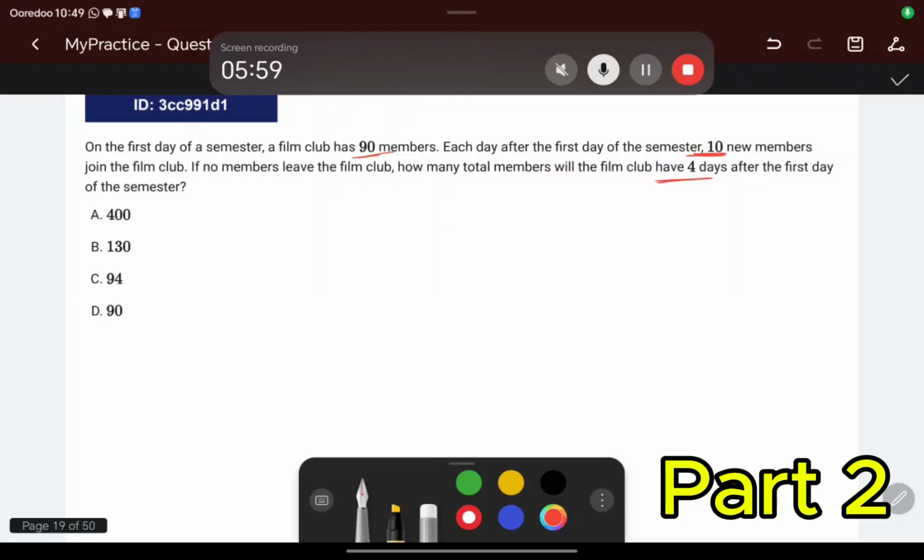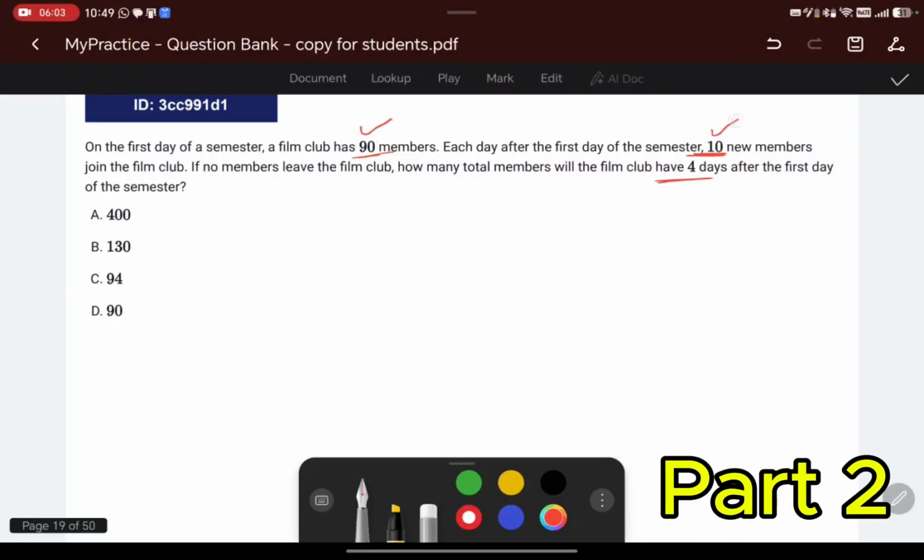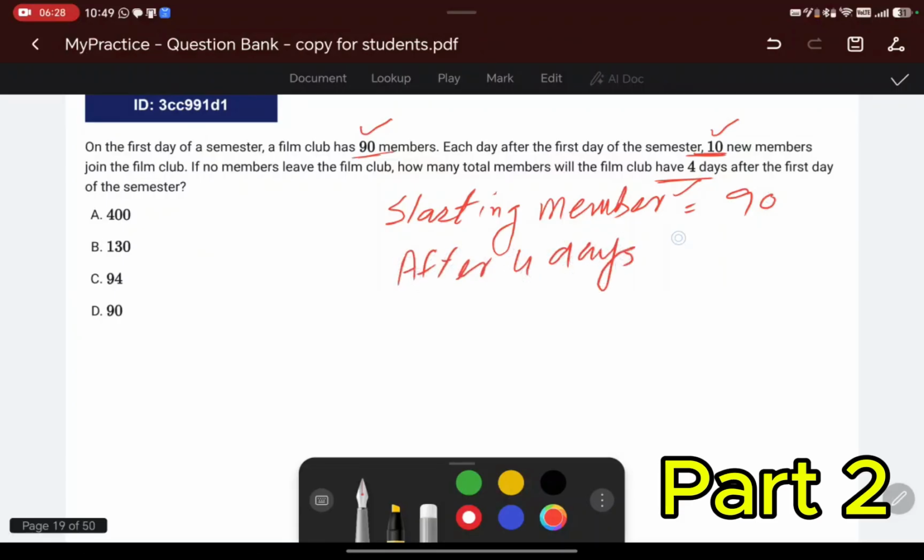In this question, on the first day there are 90 members, each day it's 10 more members, and the film club runs for 4 days. So the starting members are 90. After 4 days, it will be 10 times 4, which is 40 members. Nobody is leaving, so the total will be 90 plus 40, which is equal to 130. The answer is B.